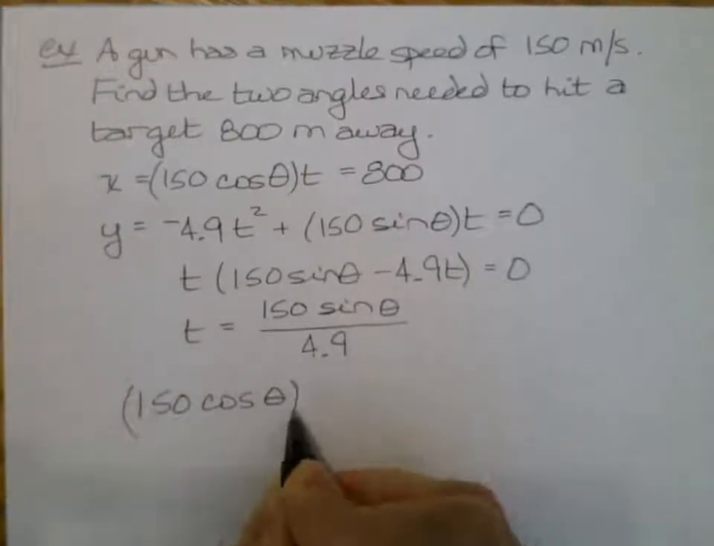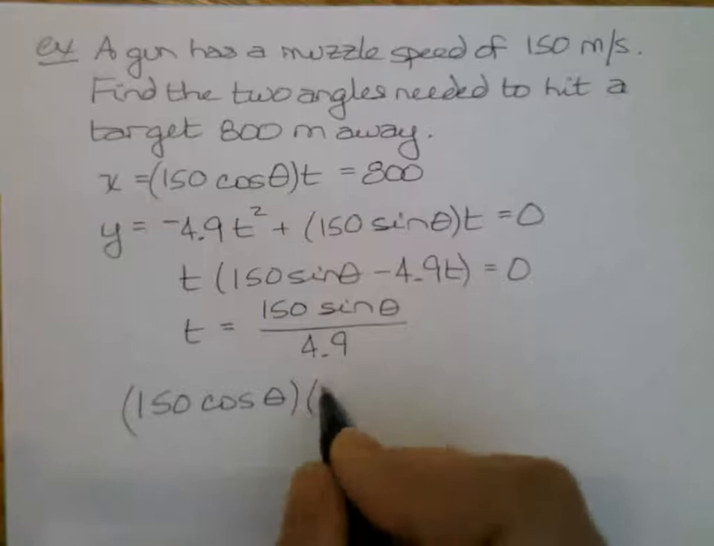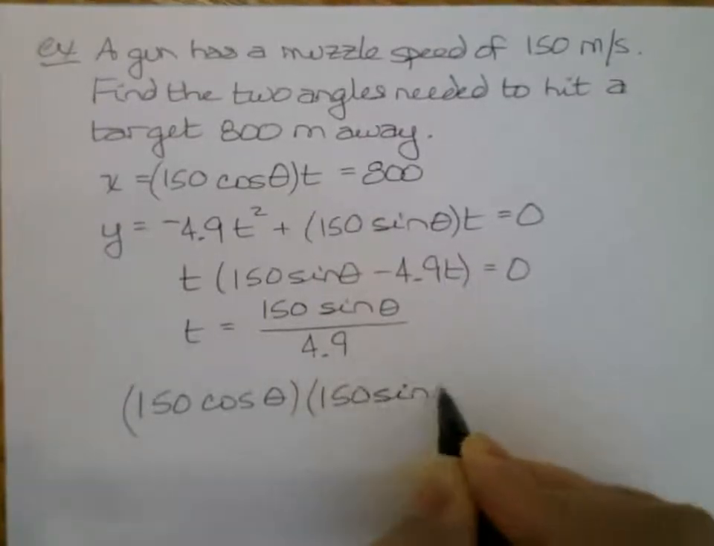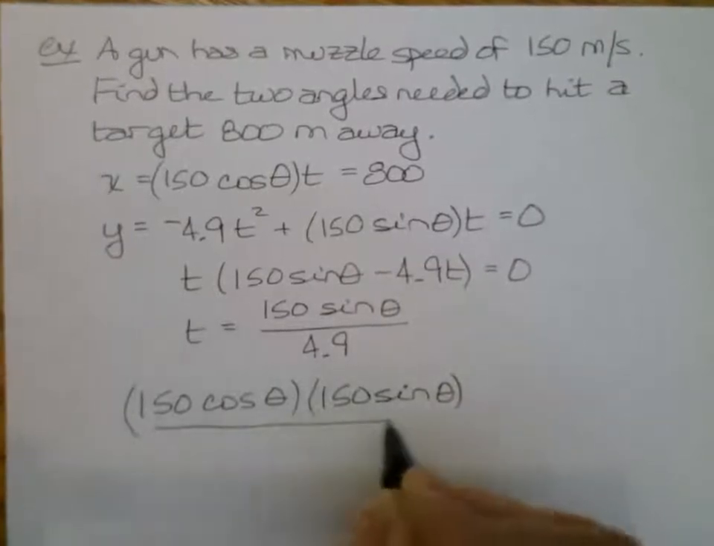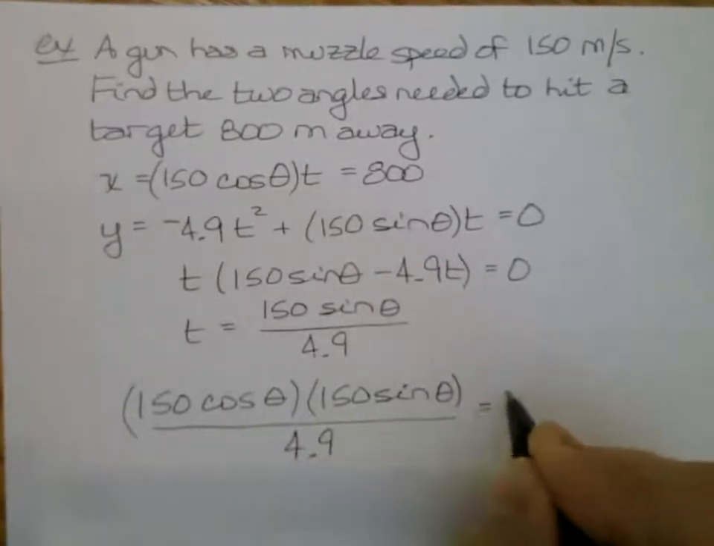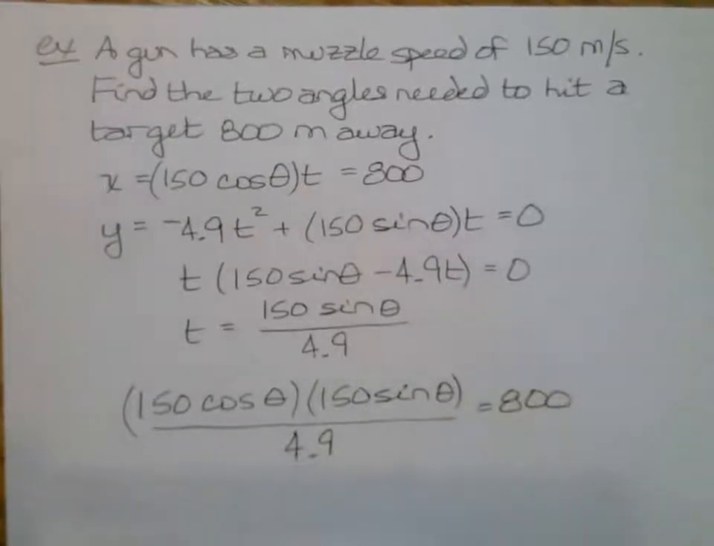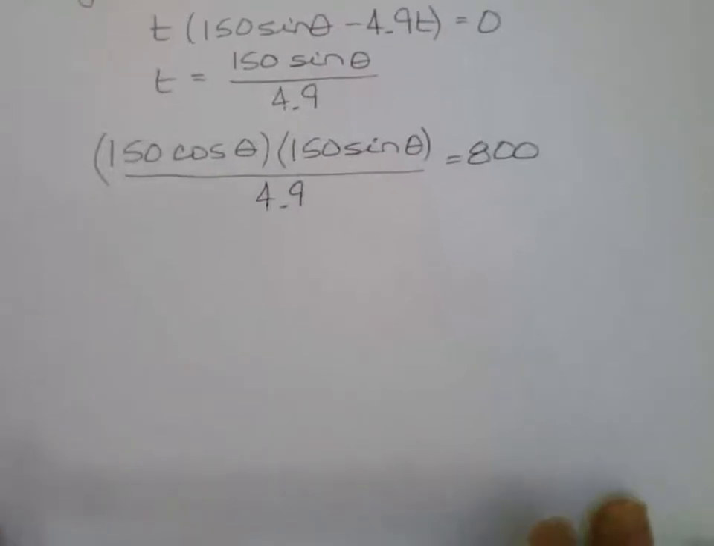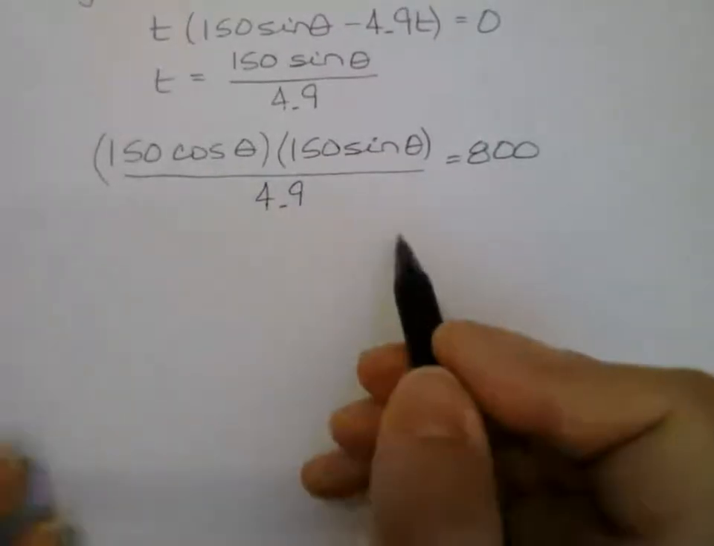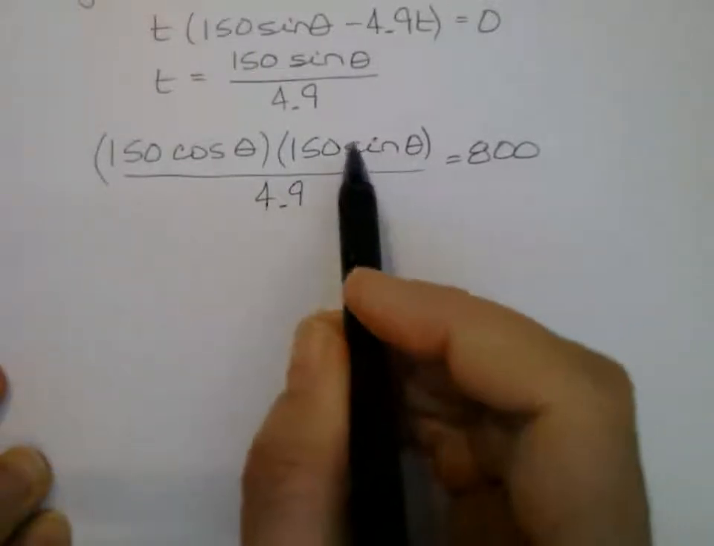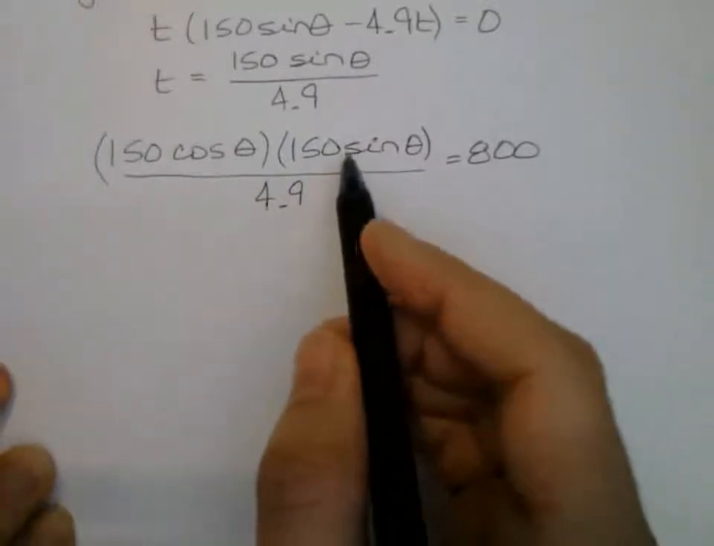So there's the part from the x equation. Here comes the part from the y. Equals 800. Well, now we're down to one variable. Theta is the only thing that we don't know, and theta is the thing that we want. So that's good news.